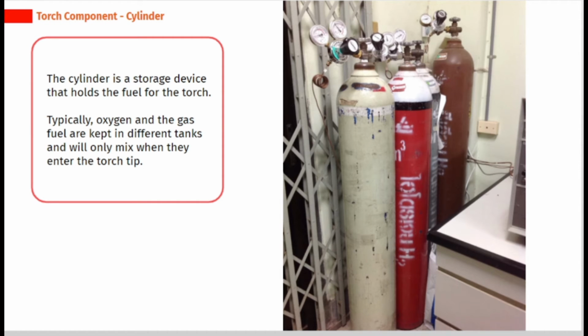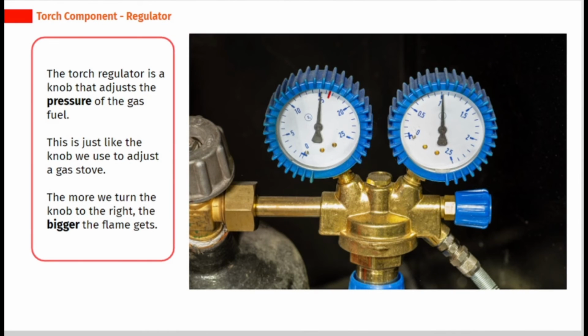Typically, oxygen and the gas fuel are kept in different tanks and will only mix when they enter the torch tip. The torch regulator is a knob that adjusts the pressure of the gas fuel. This is just like the knob we use to adjust a gas stove. The more we turn the knob to the right, the bigger the flame gets.